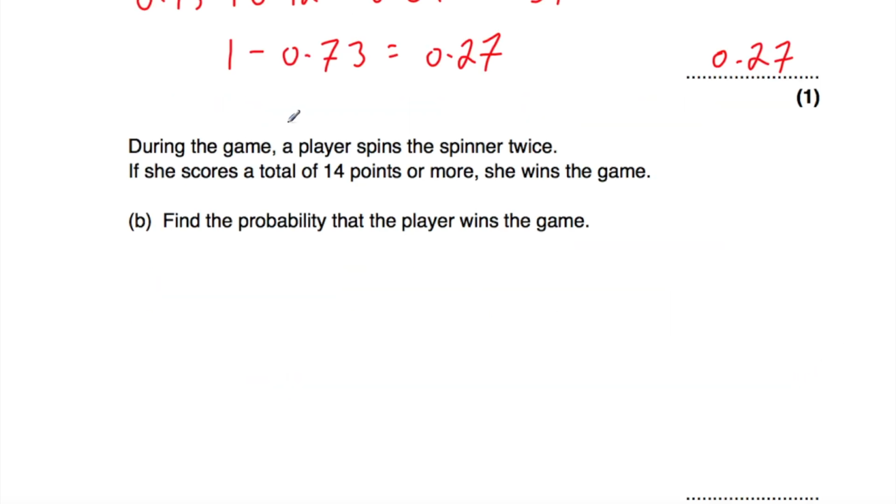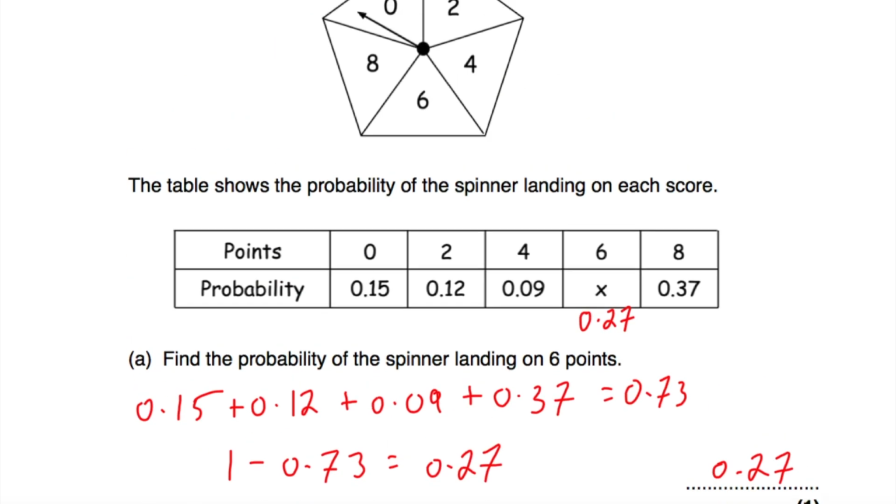And then we're told during the game a player spins the spinner twice, and if she scores a total of 14 points or more, she wins the game. Find the probability that she wins the game. Okay, so 14 points or more, she wins the game. So let's find the outcomes which would give us 14 points or more.